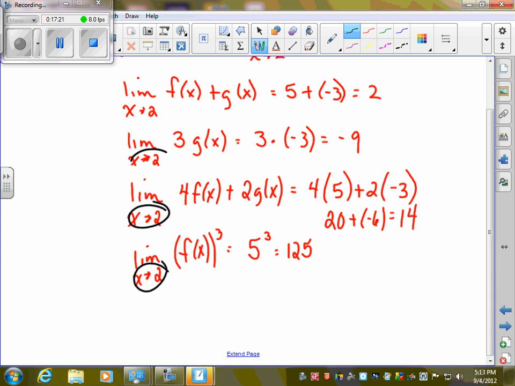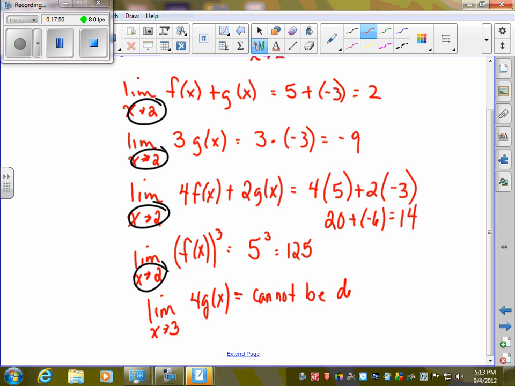The main thing you have to be careful about is just remember that you only know what happens as x approaches 2. If I change the problem around and said, okay, what's the limit as x approaches 3 for, let's say, 4g of x? Well, I can't really tell you what happens as x approaches 3 because my information is only about as x approaches 2. Now, we can't put DNE, which stands for does not exist. What we can put is that it cannot be determined. Not enough information, something like that. Because you can't figure it out, but it doesn't mean that it wouldn't exist.